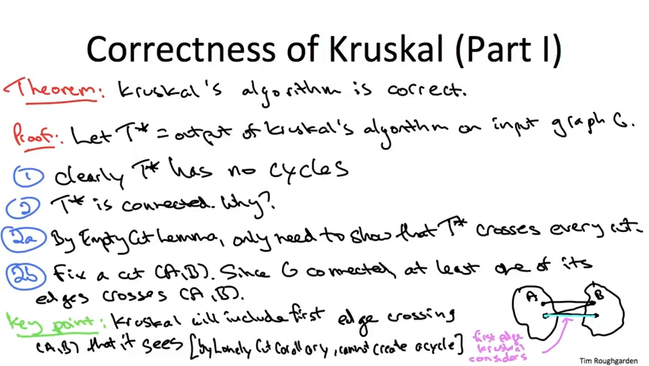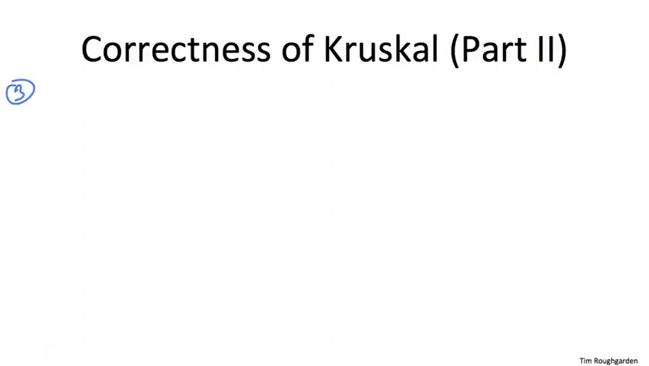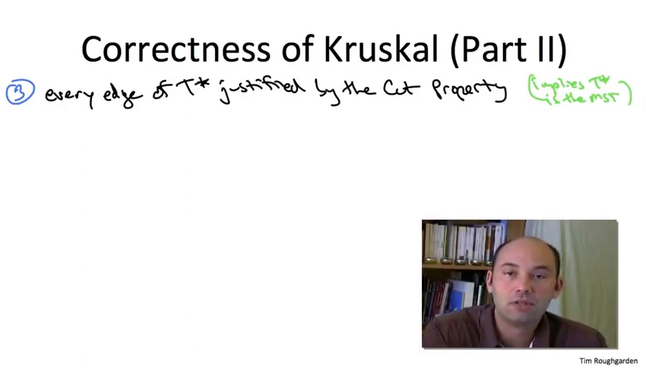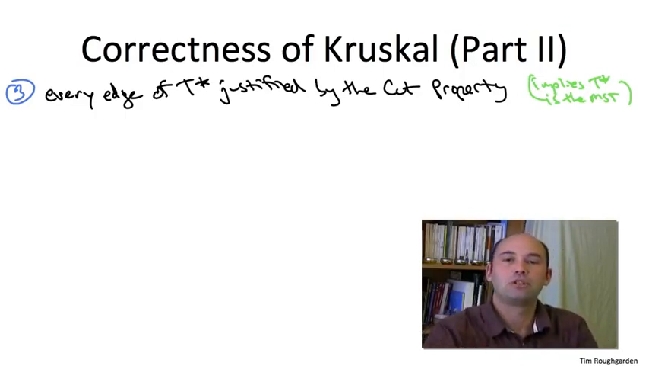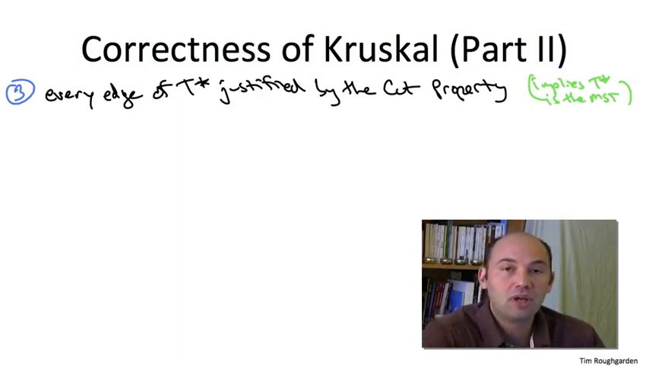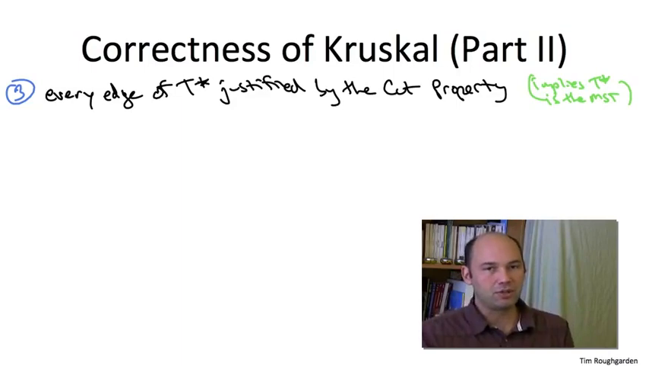Now we have to move on and argue that it's actually a minimum cost spanning tree. We're going to argue this in the same way as we did for Prim's algorithm. We're going to argue that every edge ever selected by Kruskal's algorithm is justified by the cut property, satisfies the hypotheses of the cut property. Recall from our correctness proof for Prim's algorithm, this is enough to argue correctness, that the output is a minimum cost spanning tree. An edge justified by the cut property is not a mistake. It's got to belong to the minimum cost spanning tree. If you have an algorithm that outputs a spanning tree and it never made a mistake, that's got to be the minimum cost spanning tree.